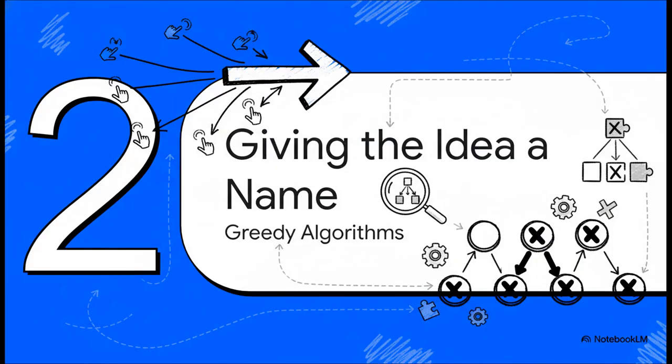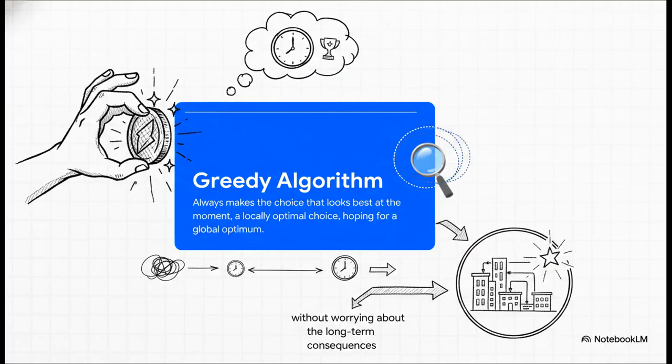This really powerful strategy, making what seems like the best choice at each immediate step, it actually has a formal name. And understanding that name helps us see both its incredible power and its limits. It's called a greedy algorithm. And honestly, the name kind of says it all.